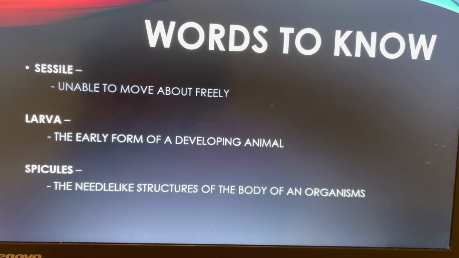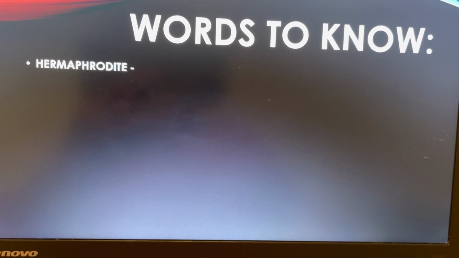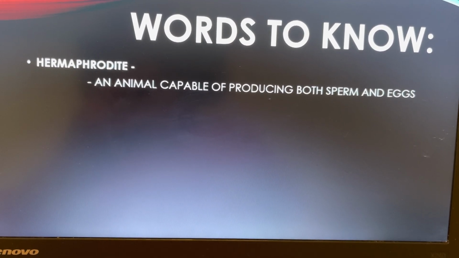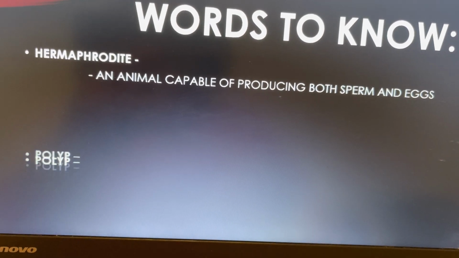So these are the first three words to know. And next, let's move on to hermaphrodites. Hermaphrodites have both sperm and egg cells. They have two sex cells.